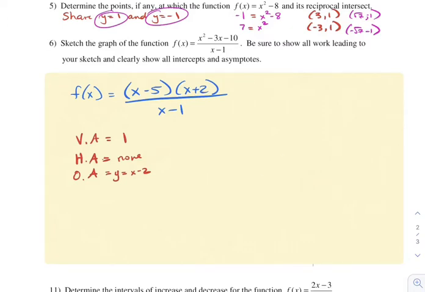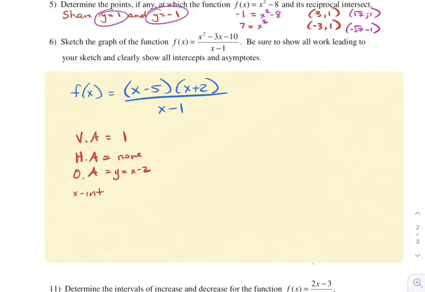Then I need to know my x-intercepts. That's where the top of the graph is equal to 0, and I know that's going to be at x is equal to 5, and x is equal to negative 2. And the y-intercept, that happens when I input 0 for x. So if I input 0 for x, I'm going to have negative 10 on top and negative 1 on the bottom, which is equal to 10. So these are all the characteristics that we have.